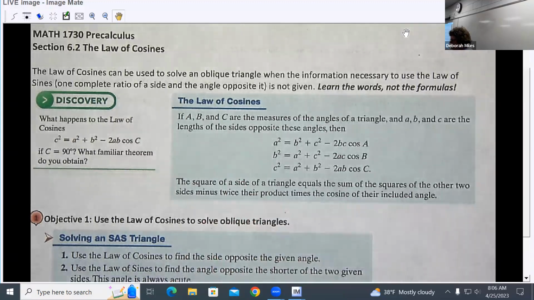And if you forget it a year from now and you need it, you Google it. You know there's a law of cosines. You might have to look it up to remember exactly what it is. You just need to be aware that it exists.